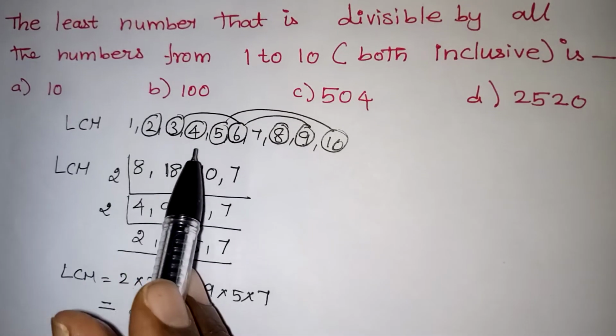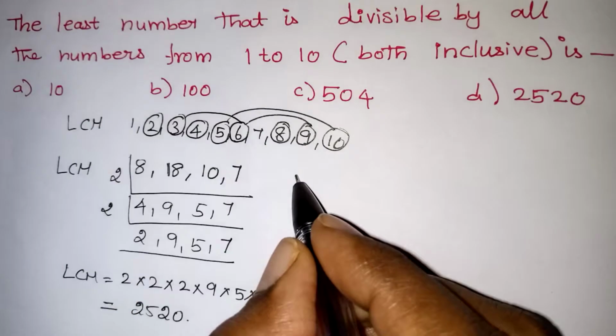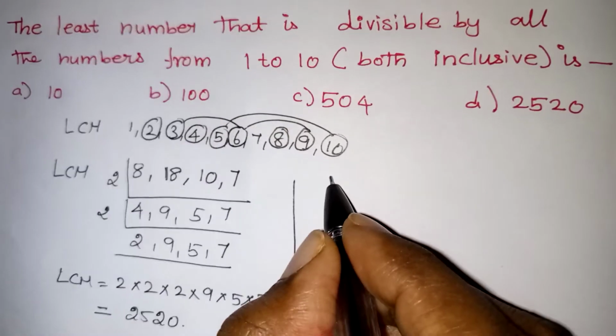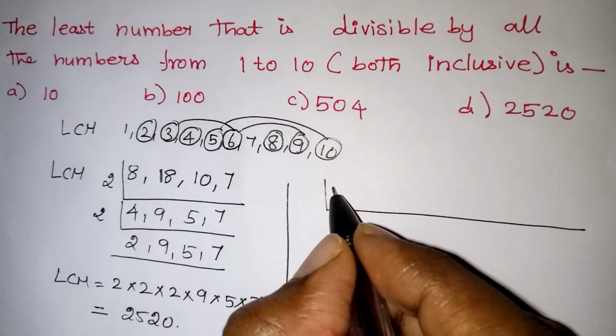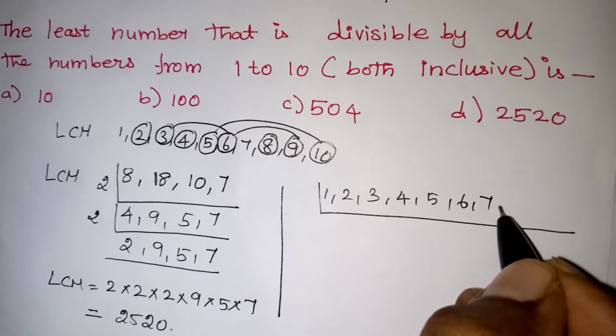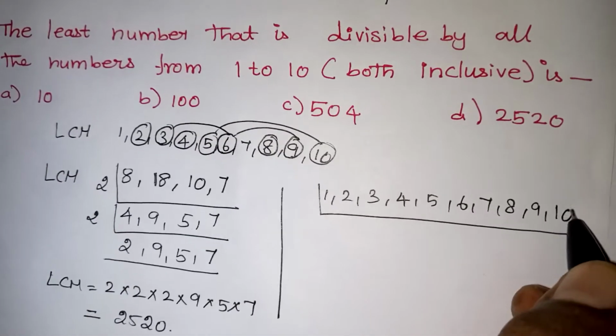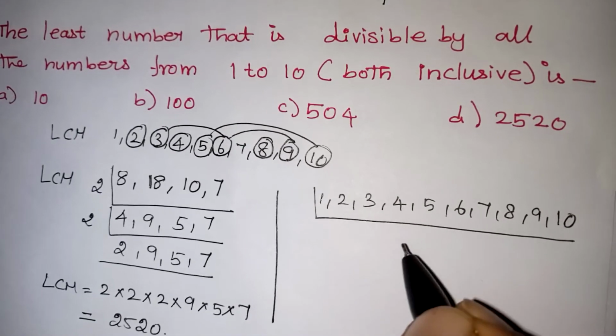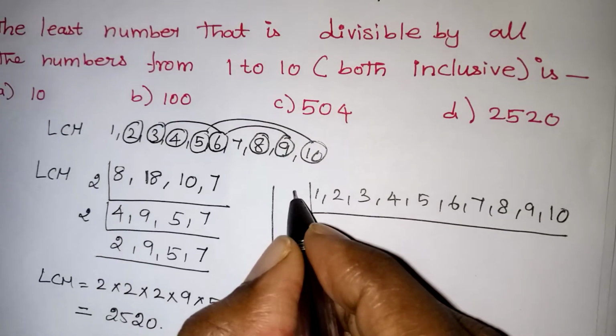Children, if you feel any difficulty in taking this LCM, you have one more way. You can write all the 10 numbers together. That is 1, 2, 3, 4, 5, 6, 7, 8, 9, 10. For all the 10 numbers, we are going to take the LCM. Write up to 10 first. Then go by the 2 table.